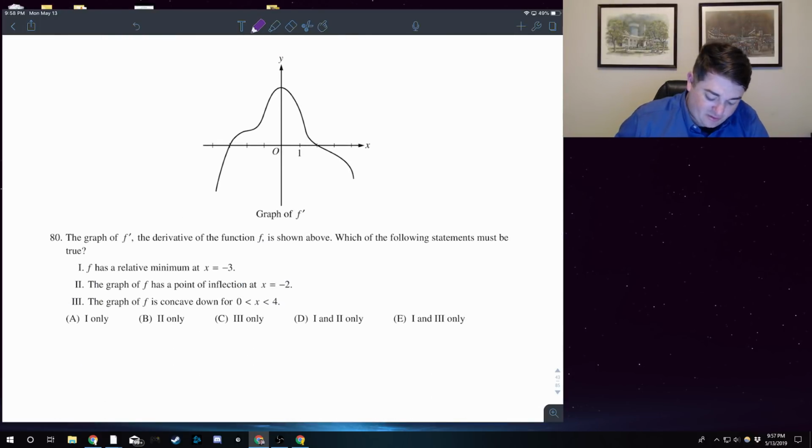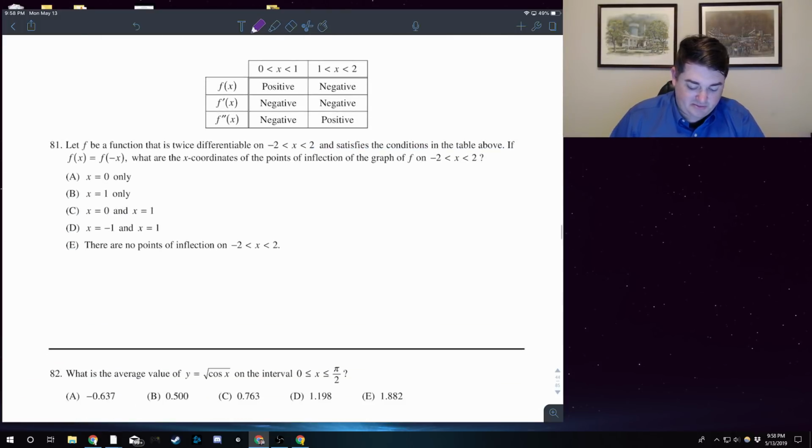Here's the graph of f prime. They're asking about relative mins, maxes, concavity, points of inflection. Easy peasy. Moving on. 81.